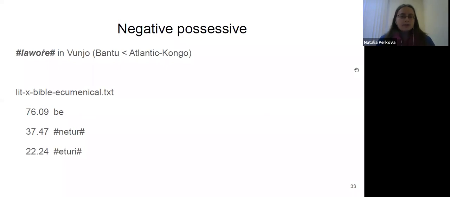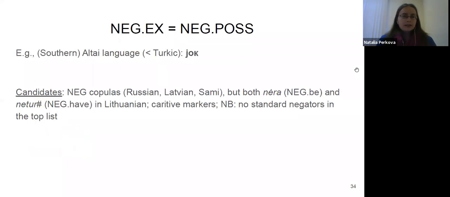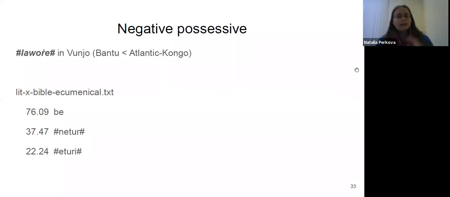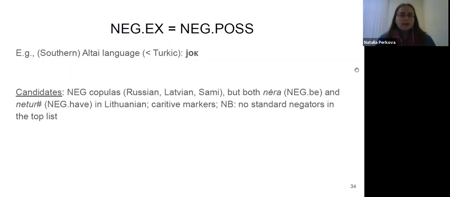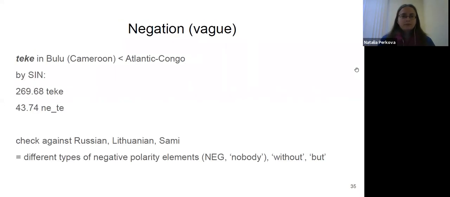As for negative possessive, then you get this neturi in Lithuanian, for instance, as an additional candidate. In many languages, we use negative existential in functions which correspond to negative possessive. So in Lithuanian, you will get both then. And there are still no standard negators in the top list. So we see this is not a standard negator. This is some other type of negator.